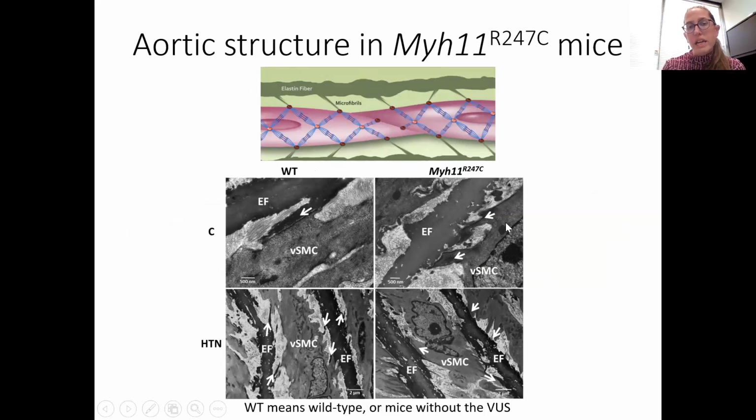But in the mice containing the VUS, we see a different pattern. Here's the elastic fiber and then the smooth muscle cell. And what we see is the cells are reaching out to the fibers rather than the other way around. When you add hypertension in both systems, you start to see this increase in buildup of stuff that's in between the fibers and the smooth muscle cells. And that just adds increased strain on those connections. The sites where the cells connect to the elastin are called focal adhesions.